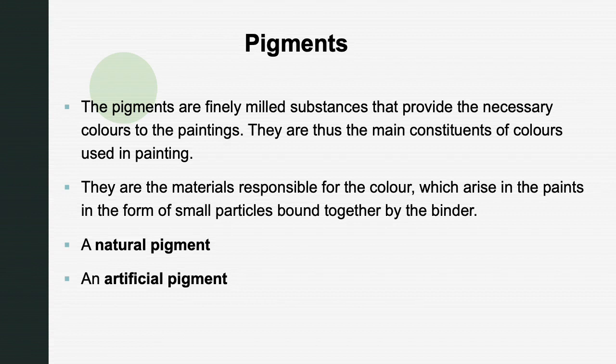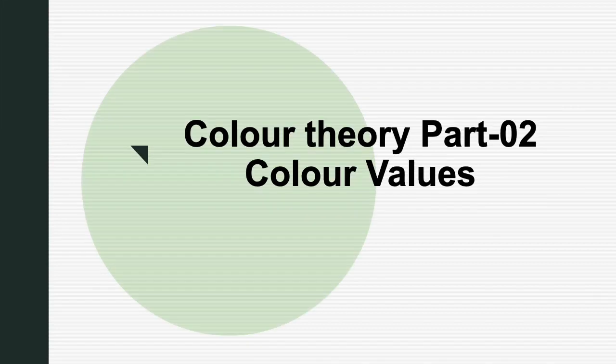You know there are two types of pigments. Pigment is a powder form of color. Natural pigments obtained from nature. Artificial pigments obtained through chemical reactions. The second part of color theory deals with color values.